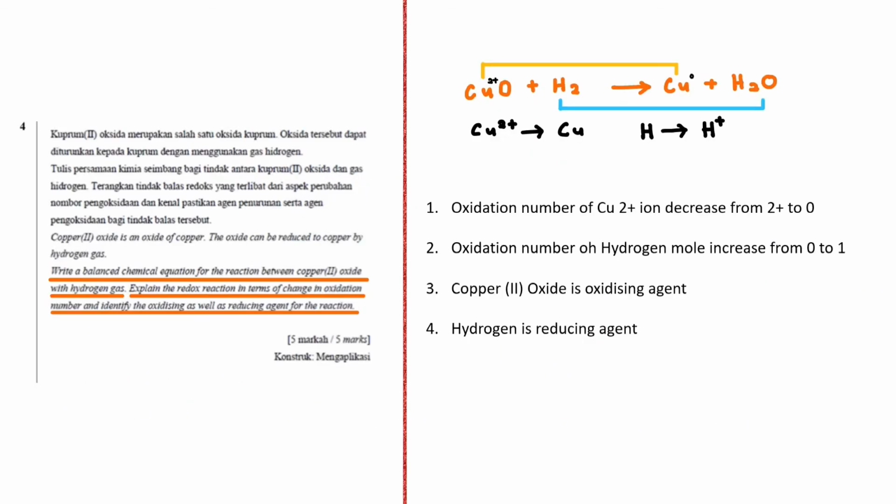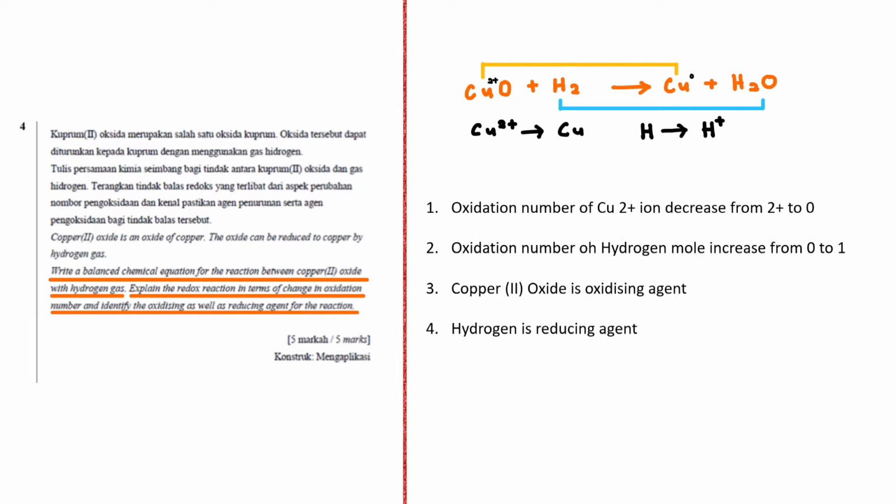Question 4. Copper oxide is an oxide of copper. The oxide can be reduced to copper by hydrogen gas. Write a balanced chemical equation for the reaction between copper oxide with hydrogen gas. Explain the redox reaction in terms of change in oxidation number and identify the oxidizing as well as reducing agent for the reaction. First of all, write the chemical equation for this question.